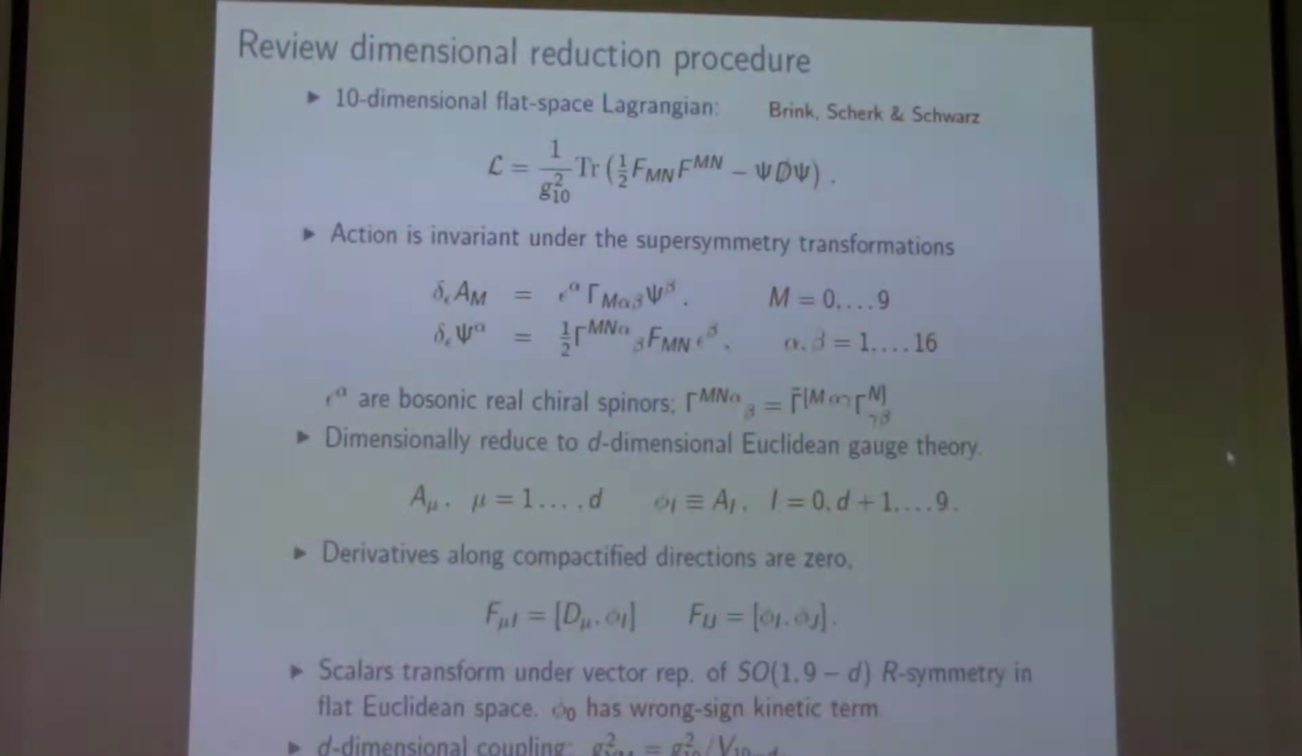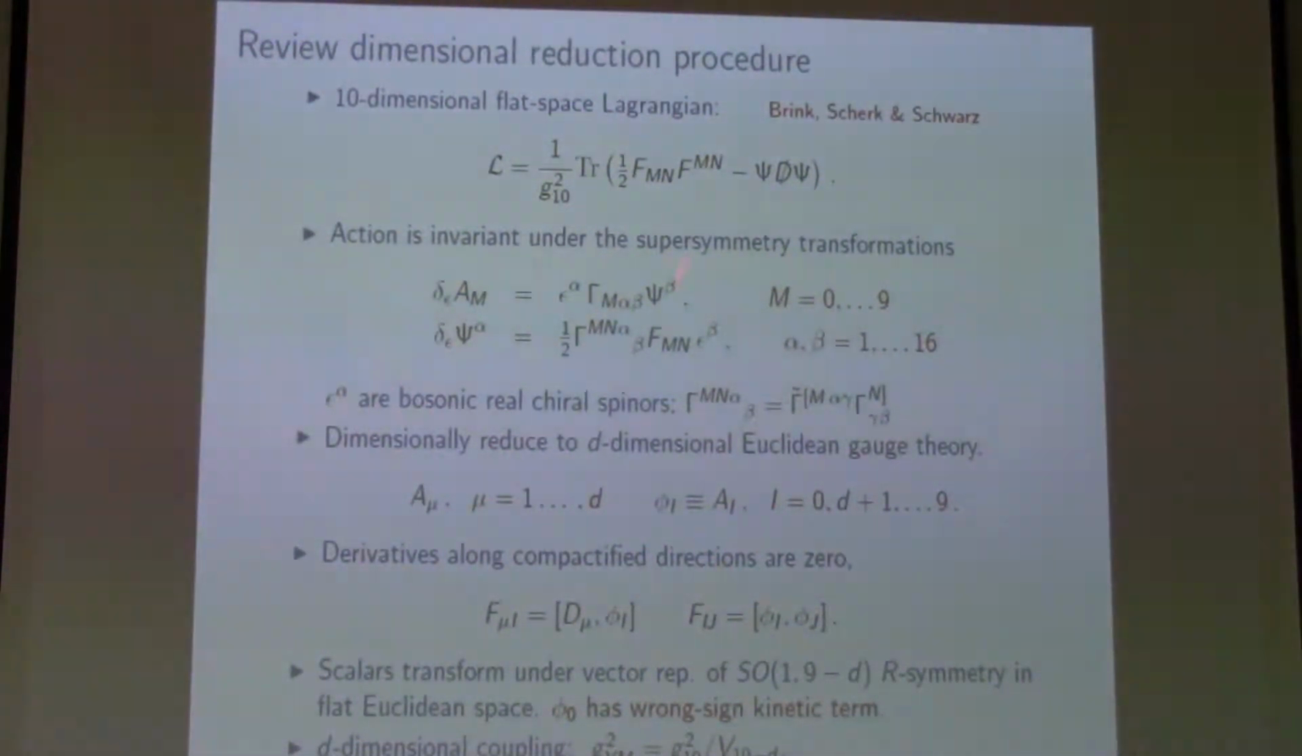Then the first thing you want to do if you start with 10 dimensions is dimensionally reduce it, and we're going to dimensionally reduce it to a Euclidean gauge theory. So we are going to assume that dimensions 1 to d are going to be our space-time part, and we're assuming that our space-time part is Euclidean, so it's just the spatial part. And then the other dimensions will become our internal dimensions, if you will, the parts that we're dimensionally reducing, and so these will become scalar fields.